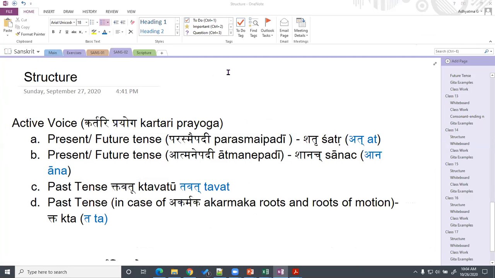There is a comment here: Ramah Vidyalayam Gachan iti aham pashyami. Is this correct? It is generally correct. It is fine to say Ramah Vidyalayam Gachan iti aham pashyami, but the better usage is aham Vidyalayam Gachantam Ramam pashyami. That's generally how you will find it.